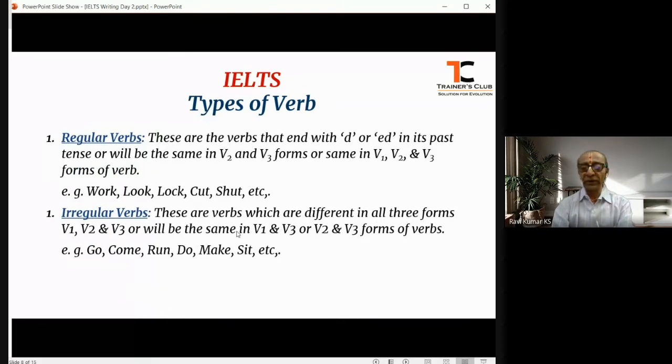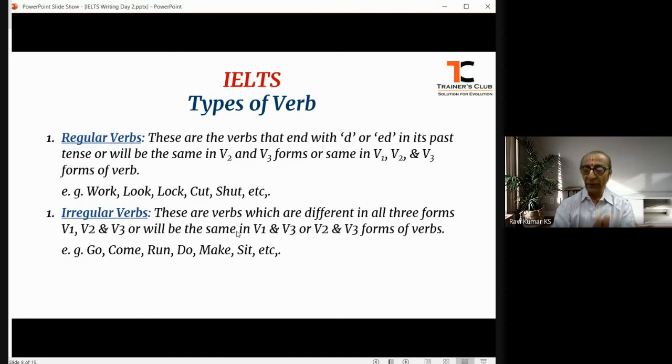Then let us move on to the types of verbs, the regular verbs and the irregular verbs. The regular verbs are those which end with either D or ED in their past tense form. When we frame the past tense of a verb, that is V2 form, those words end by adding ED or D to the original verb, that is to the V1 form, or it won't change, it remains the same.